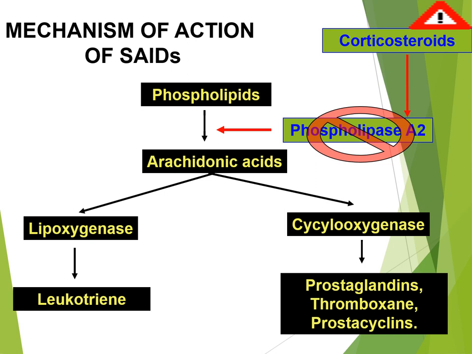But this is the mechanism of anti-inflammatory action of steroidal anti-inflammatory drugs that I told you, that they inhibit phospholipase A2 and inhibit lipoxygenase and cyclooxygenase. Due to the inhibition of lipoxygenase there is inhibition of leukotrienes, and the inhibition of cyclooxygenase leads to the inhibition of prostaglandins, thromboxane, and one type of prostaglandins is prostacyclin.